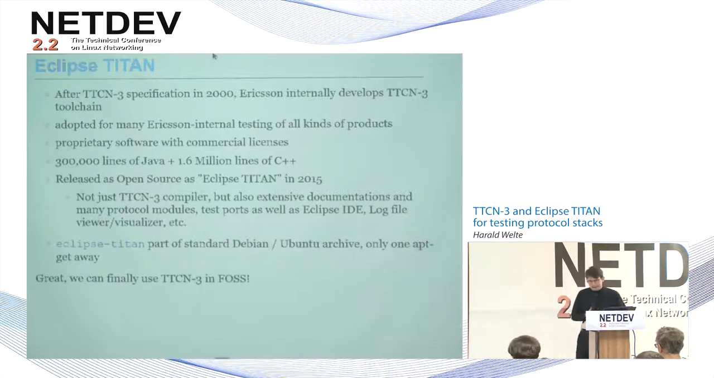Now, enter Eclipse TITAN. After TTCN-3 was specified in 2000, Ericsson internally developed a TTCN-3 toolchain, not only the compiler, but centered around the compiler. And this is what they used internally for testing of all kinds of products, like their SGSNs and their BSCs and MSCs and all the telecom network elements. It was developed as proprietary software with commercial licenses available to third parties. It has grown into something like 300,000 lines of Java and 1.6 million lines of C++, so it's a rather complex product.